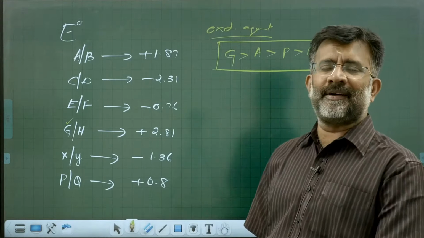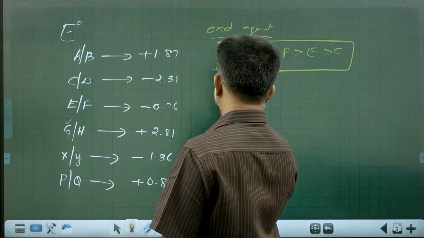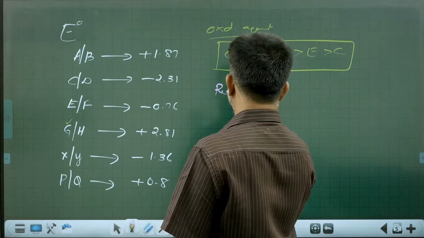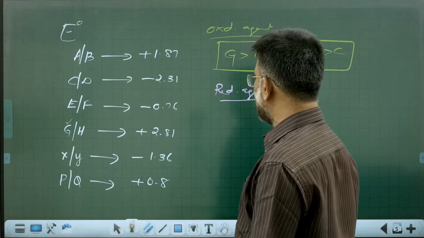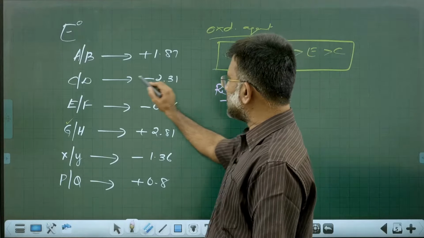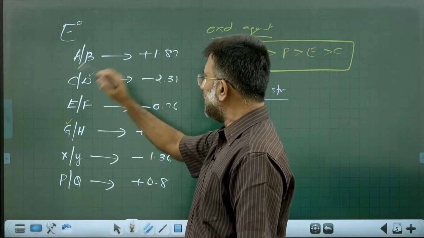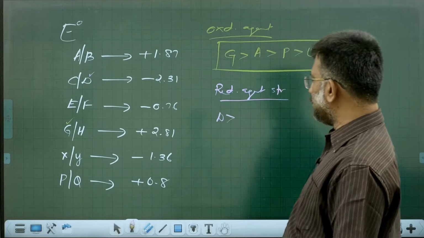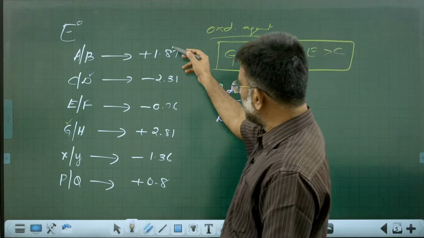Now the next question: what is the order of reducing agent strength? Then you will go for high negative. Just opposite. High negative first, and you will select the species on the right-hand side. So D will be maximum.